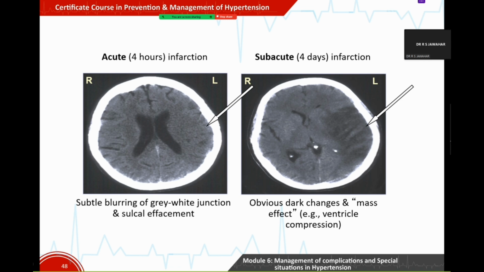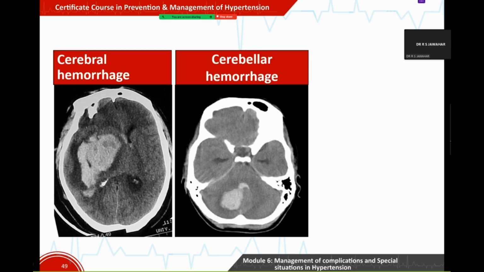But see the subacute infarction, after 12 hours or after 1 day, or 4 days. So definitely there will be obvious dark changes and the mass effect. So the ventricle compression is also seen. It is pushed to the opposite side. So this is an ischemic stroke.